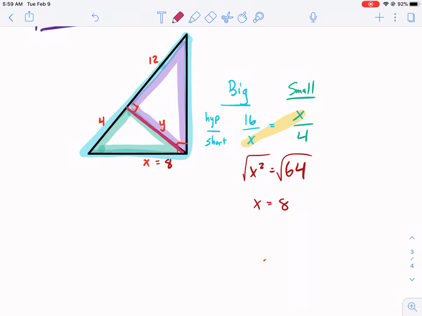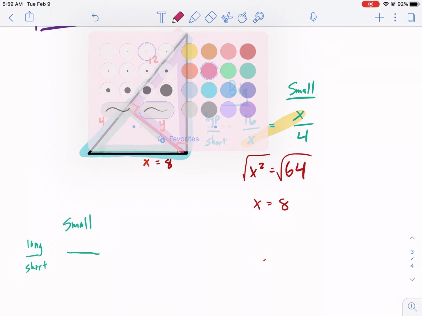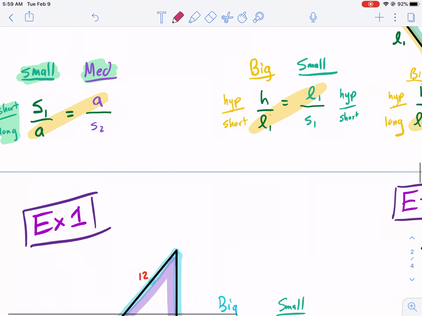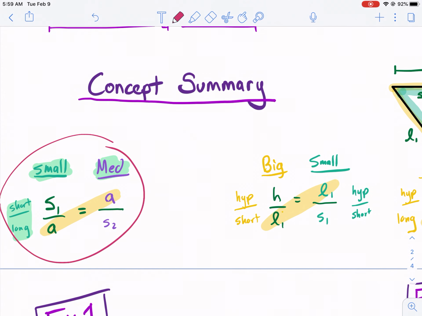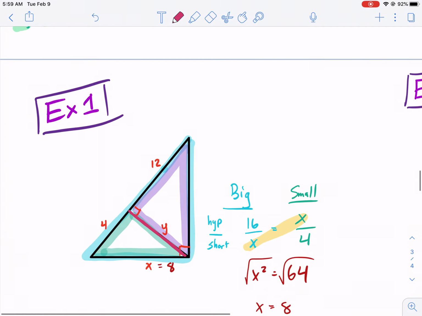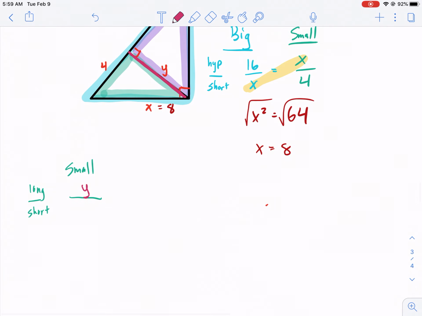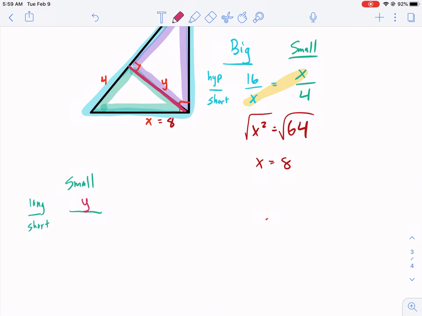And let's compare the small triangle first. We're going to compare the long side to the short side. We already have the short side. The long side is y, it's our altitude. Altitudes always get compared with the small and medium. You can even write that here. Anytime we have the altitude given, altitude. So we have y over our short side, which is 4.